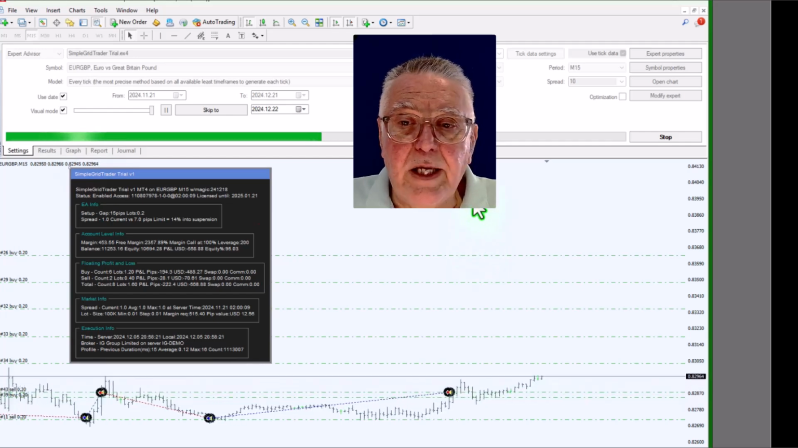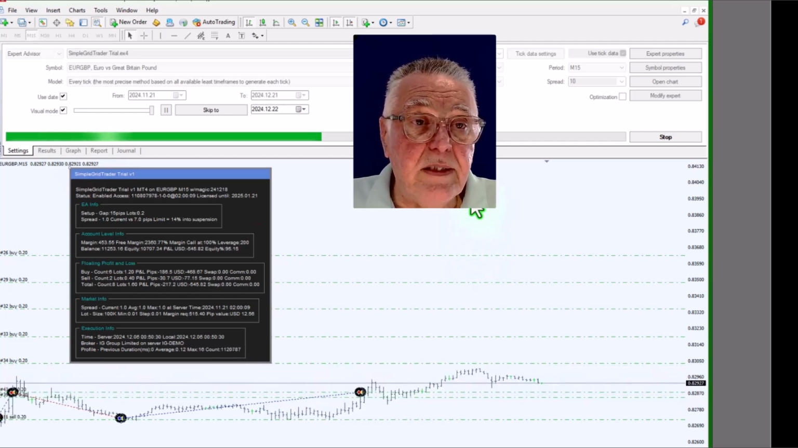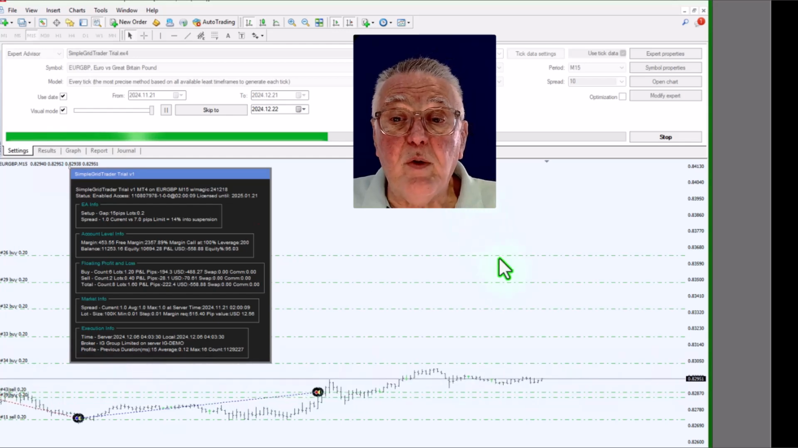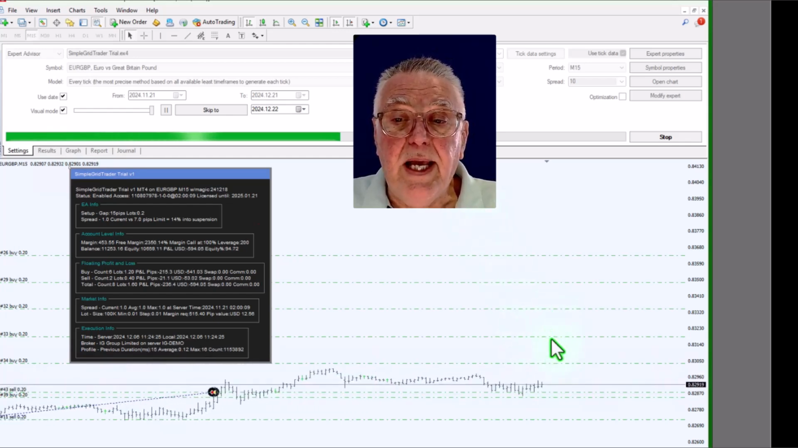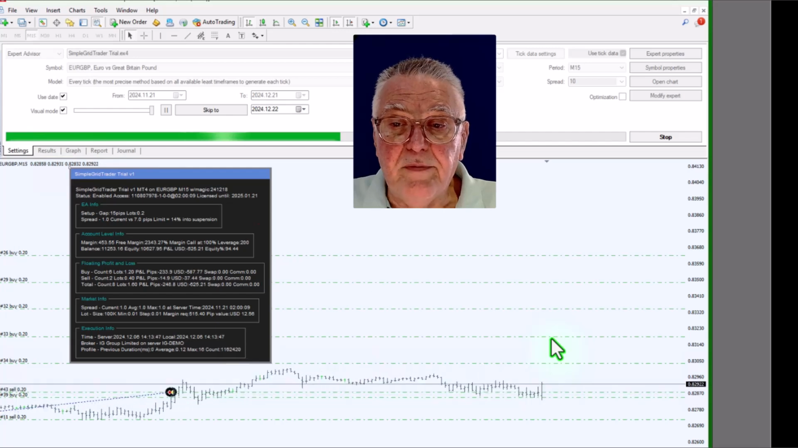Okay, now the equity has gone up to 600, and now it's gone up to 700 because the price is going back into the carpet. It's printing money as it jumps from level to level.